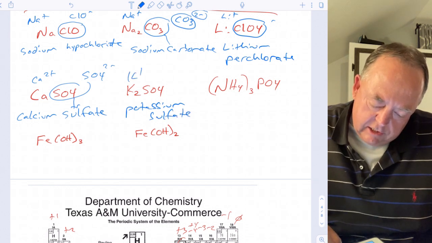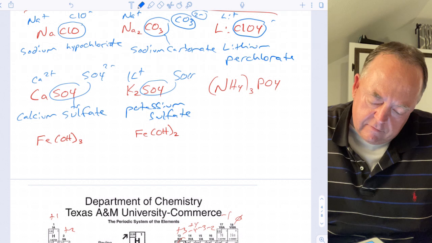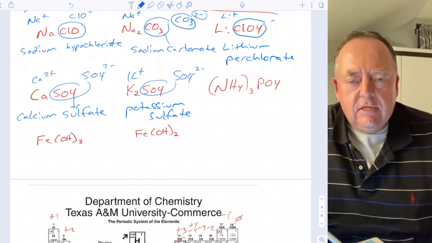And so this would be potassium. Right, so potassium has a +1 charge, but sulfate has a -2 charge, that's why there are 2 potassiums in this formula.